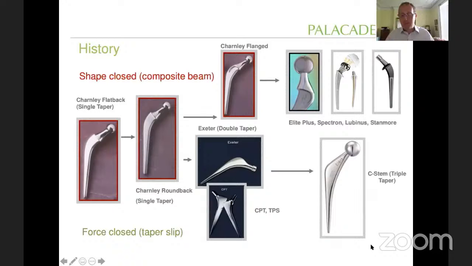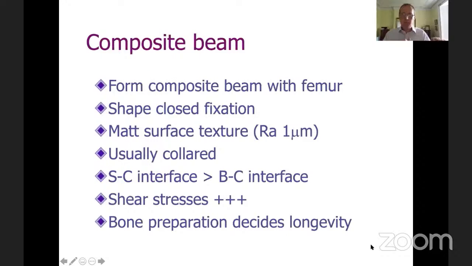And when they went back to polished and looked at the science, and Clive Lee was key to that, then they realized why it was successful. And many imitators have since come with variations on a theme. So a composite beam forms a composite beam with a femur, just like an uncemented stem does. It's a shape-closed design. The collar makes it sit there.